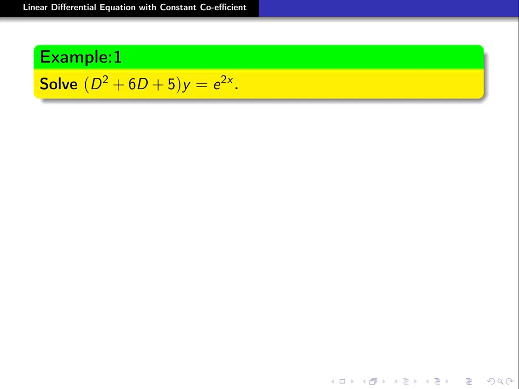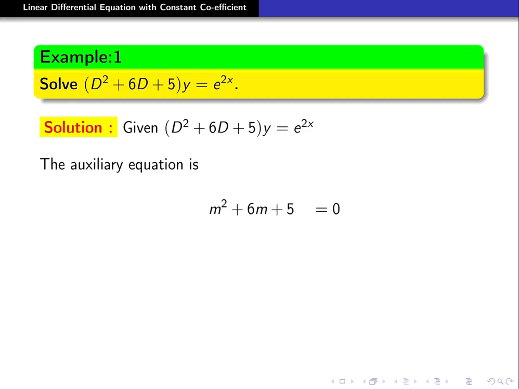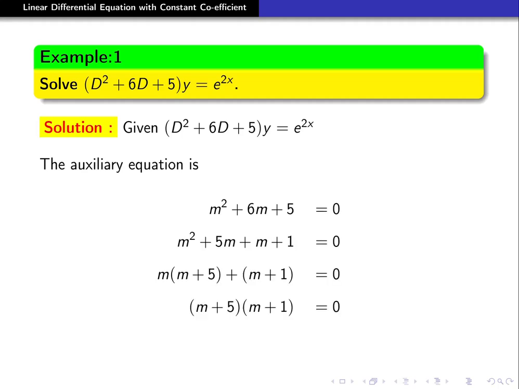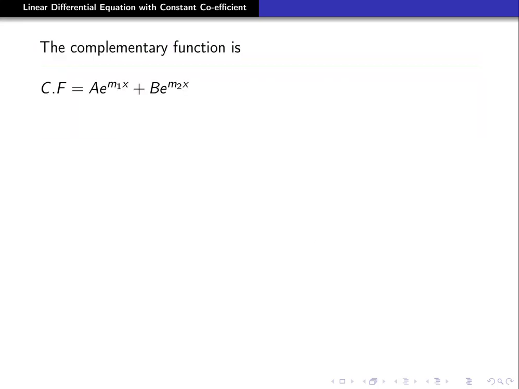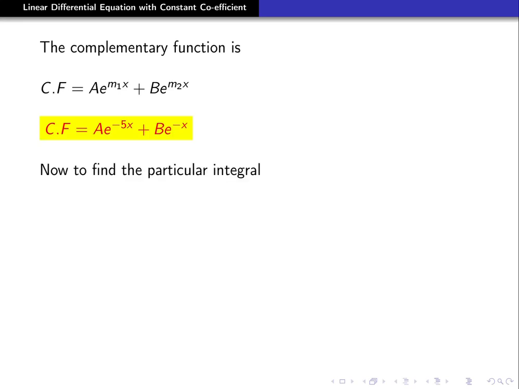So problem number 1. Solve (D² + 6D + 5)y = e^(2x). Solution: given (D² + 6D + 5)y = e^(2x). The auxiliary equation is m² + 6m + 5 = 0, replacing D with m, and R(x) is taken as 0. From this we can find the two roots: m1 = −5 and m2 = −1. So the complementary function is a e^(m1 x) + b e^(m2 x), with m1 = −5, m2 = −1. So now we need to find the particular integral.